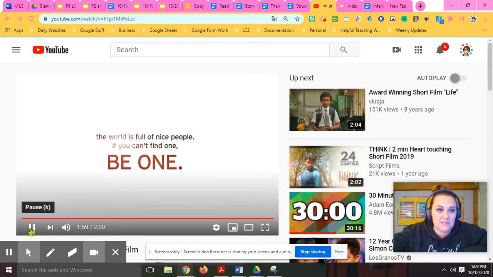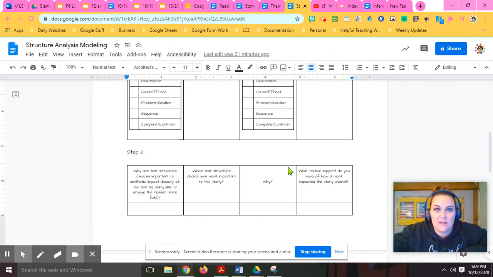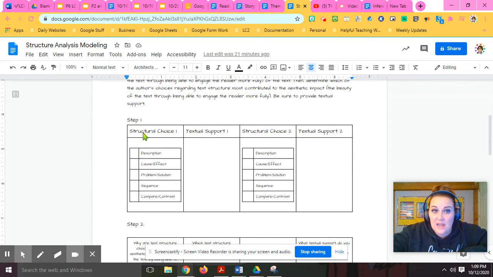Ooh, nice. Nice message. All right, I'm going to pause this just so I can go back over here to my structural analysis sheet. Okay, so step one again, remember, it was to identify two structural choices that the author made. The author could have made all five of them, but we're going to just decipher two of them right now.